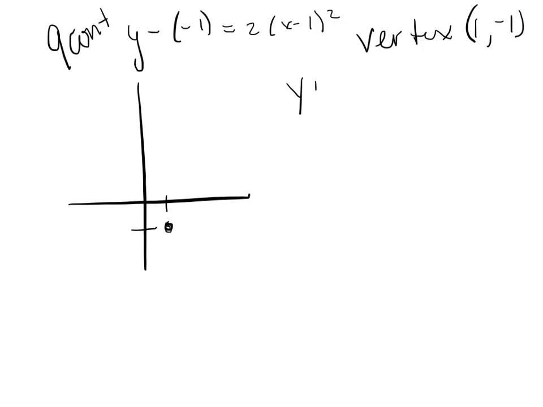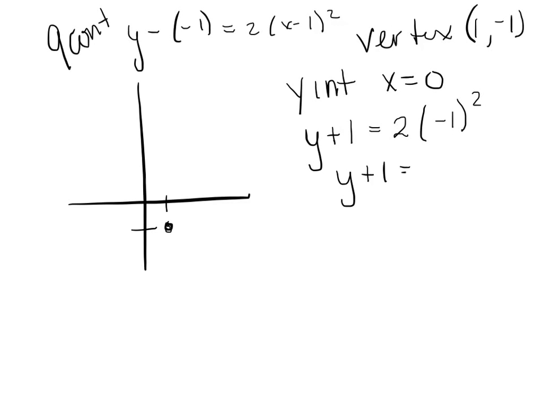So let me find that y-intercept when x equals 0. So y plus 1 is equal to 2 times negative 1 squared. Y plus 1 is equal to 2. Y is equal to 1. Okay, so I have a y-intercept right here.